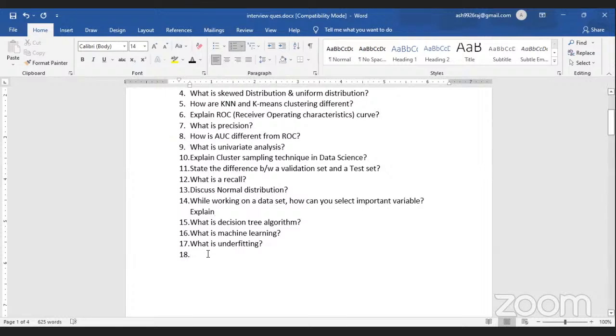Now move to the next question. What is bias? Bias is an error introduced in your model because of the oversimplification of a machine learning algorithm. It can lead to underfitting. That is called bias.